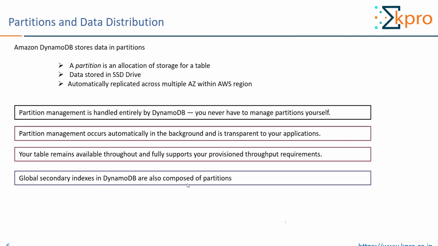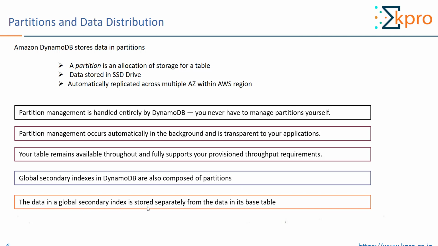Global secondary indexes in DynamoDB are also composed of partitions. Whenever you create a global secondary index, like when you create indexes in an RDBMS, what will happen? It creates another segment. I'm just comparing for those who know the DBA or DBMS part. Whenever we create an index on a column, it creates a separate segment, or you can say storage, where initial storage is allocated. Similarly, when you create a global secondary index, it will create separate storage, a separate partition, you can say a separate segment, and that is composed of partitions.